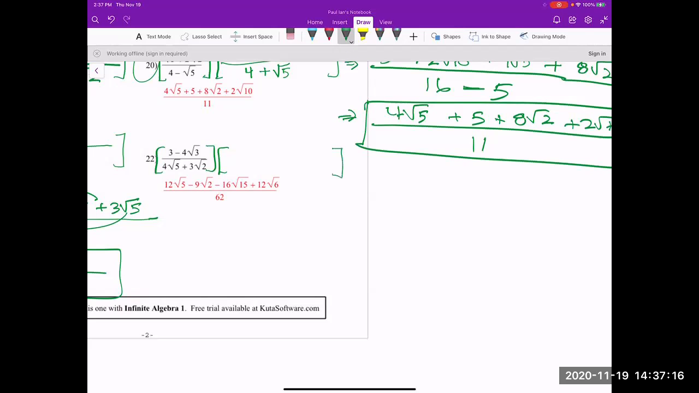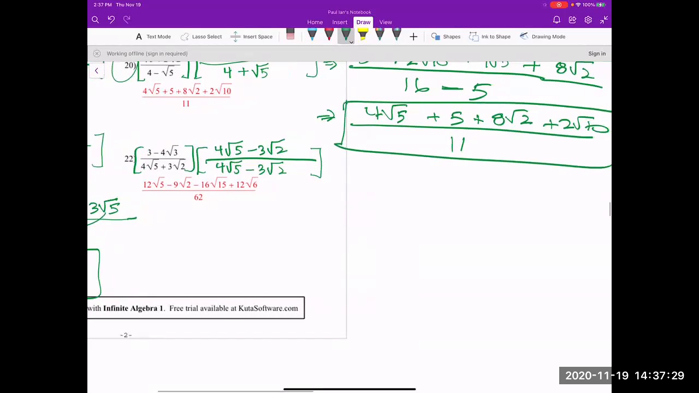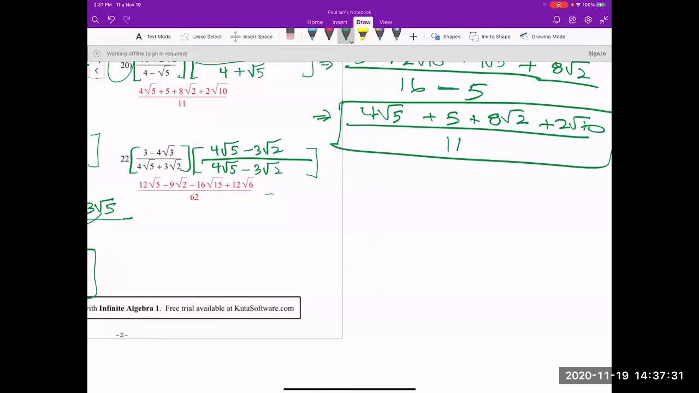4 root 5 minus 3 root 2. Yeah. See, once you do this many times, you're pretty much a pro at it. It's just what it is. It's that one thing where you multiply it by the negative. That's the only thing. Everything else is the same. What's the next thing you do?